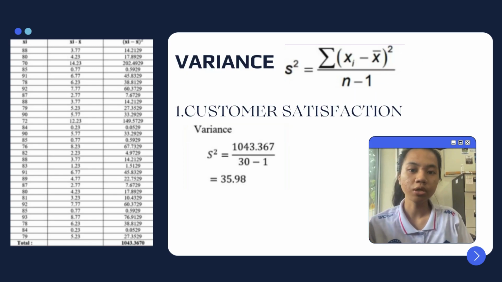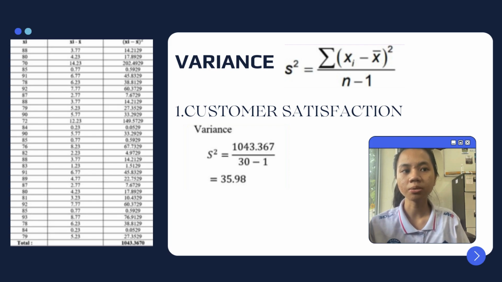Okay, next let me calculate the variance. Variance measures how far each data point is from the mean, showing the spread of the differences in the data. A higher variance means more variation in the values. First, we need to find the mean. For the customer certifications, the mean is 84.23.